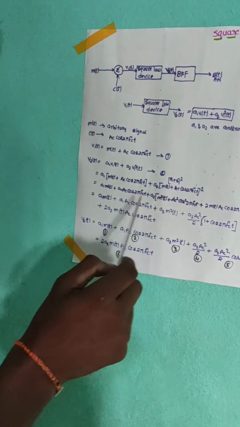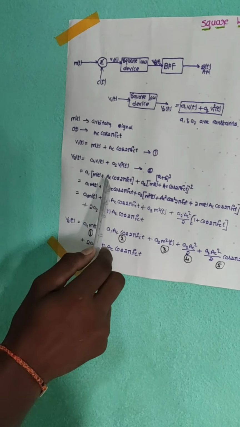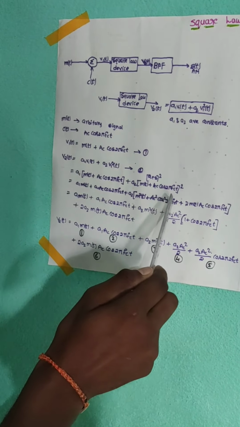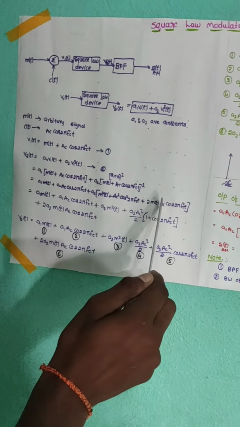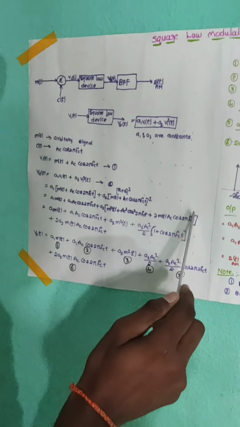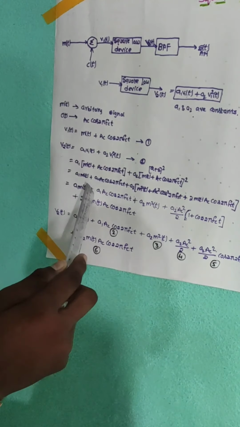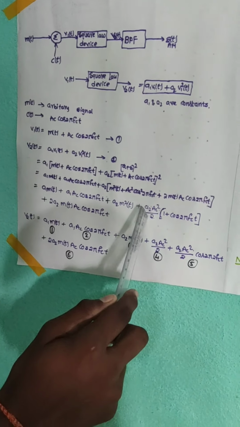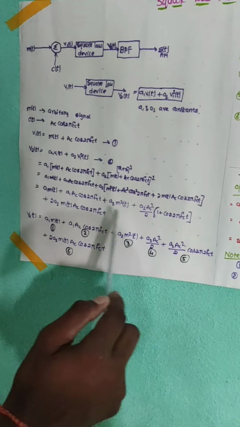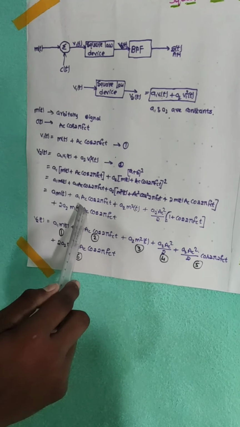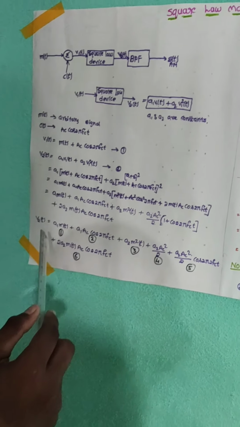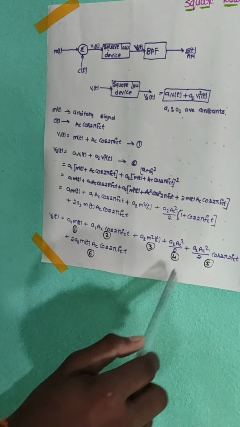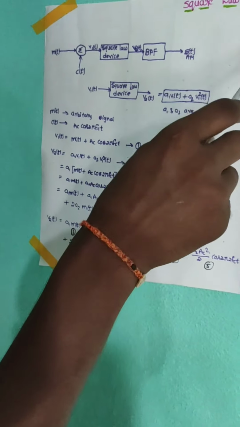Then we can expand it into A1 m of t plus A1 Ac cos 2 pi fc t plus A2 m square of t plus A2 Ac square cos square 2 pi fc t plus 2 A2 m of t Ac cos 2 pi fc t. That is, A2 Ac square by 2 of 1 plus cos 2 pi 2 fc t. So finally we get the 6 components of V2 of t. These 6 components will be passed through the band pass filter, and finally we get the modulated signal.